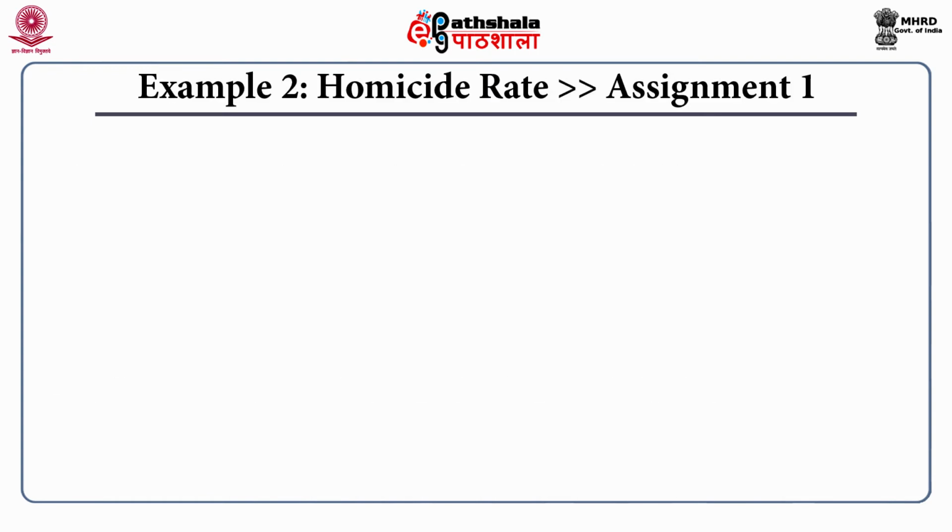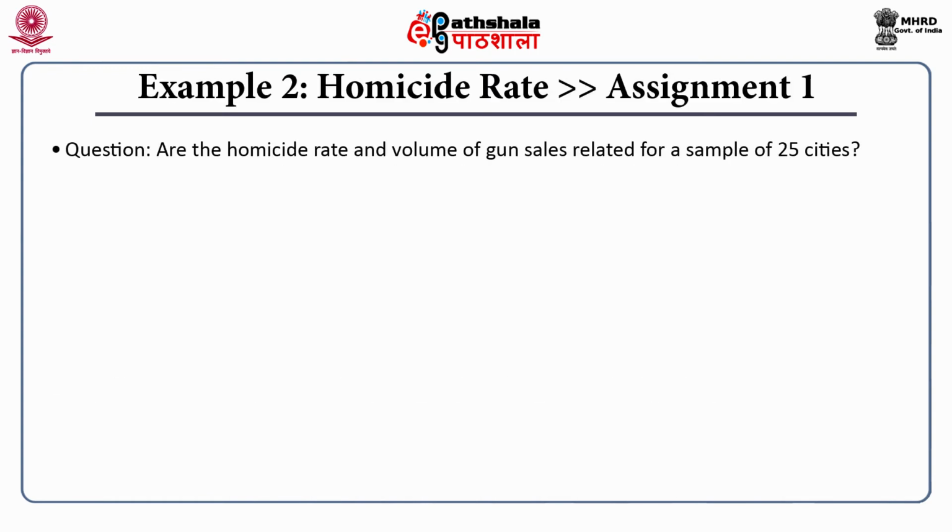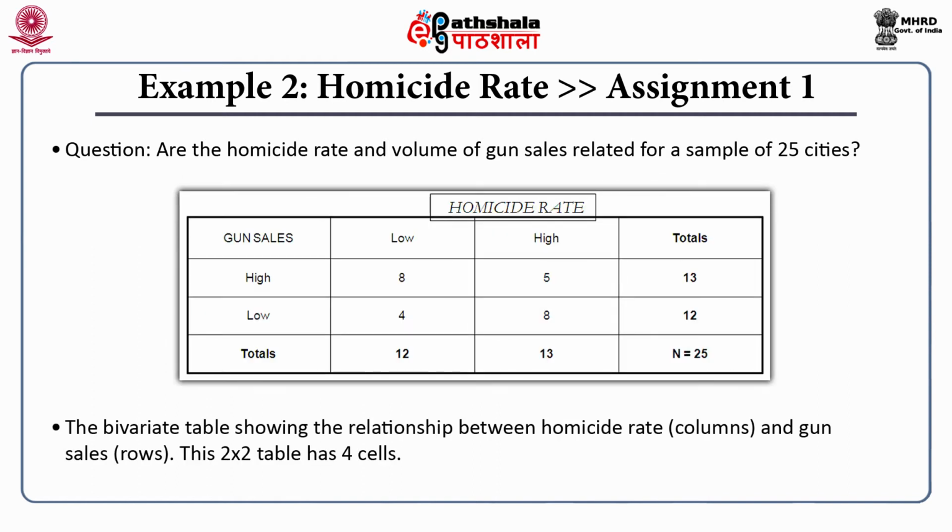The second example's question is: are the homicide rate and the volume of gun sales related for a sample of 25 cities? As you can see here, gun sales are high or low, while the homicide rate is low or high. So this is a 2 by 2 contingency table. We have only 2 rows and 2 columns in this particular table.